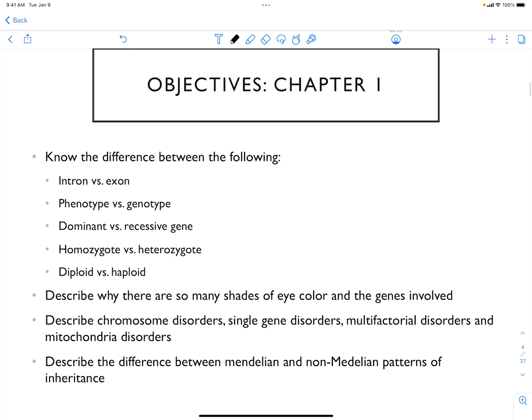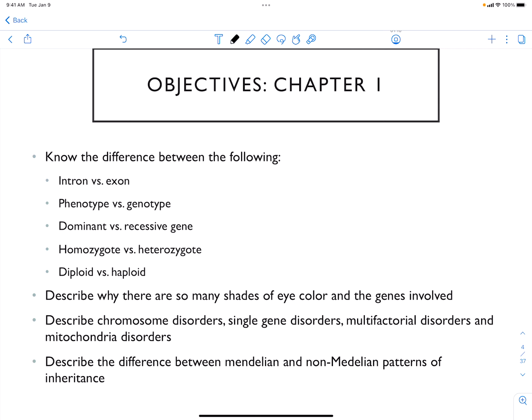Okay, so we already have talked about DNA, RNA, so we should be very clear on what the difference between an intron versus an exon is. And then we're also going to talk more about phenotype and genotype. We have dominant versus recessive transmission patterns, a homozygote which carries two identical copies of the gene, and a heterozygote who does not. And a diploid gene is normal gene cells in our body that have two copies of each chromosome versus a haploid, which are the sex chromosomes, sperm and eggs, that have only one chromosome each.